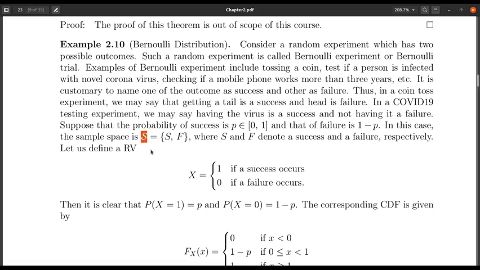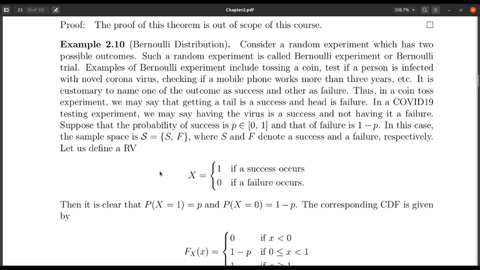I have a sample space which consists of 2 points, success and failure. Now we define a random variable X, which is 1 if S occurs, that is, success occurs. On the other hand, X is 0 if failure occurs, that means F occurs. Okay, so clearly this X is a function from this sample space to R. That means this X is a random variable.